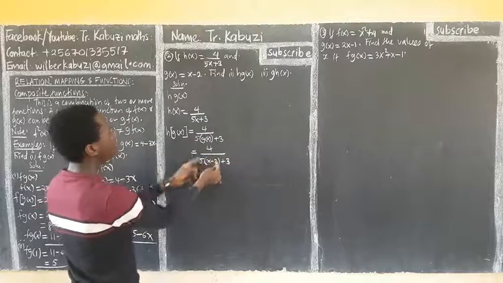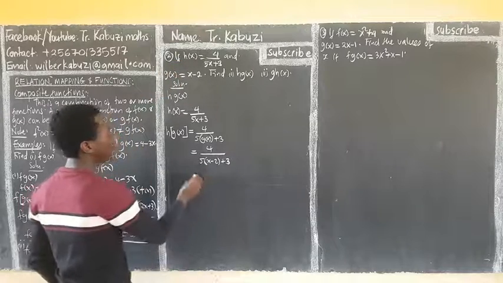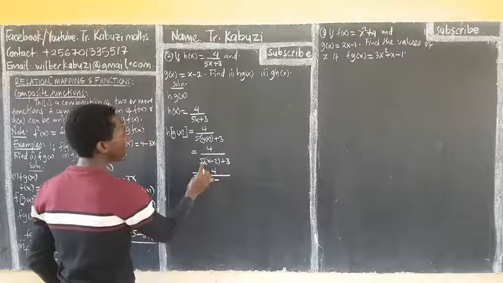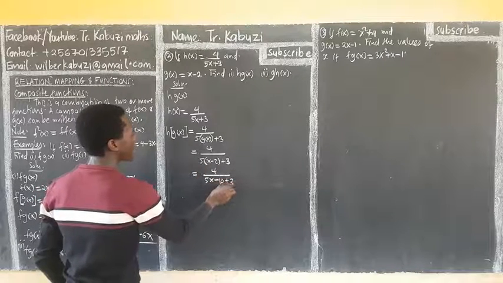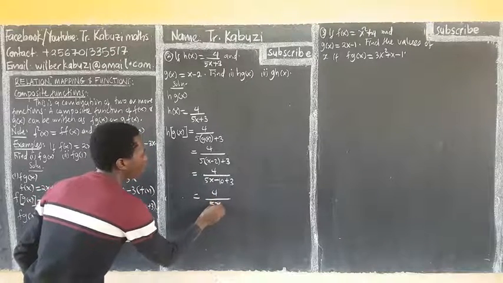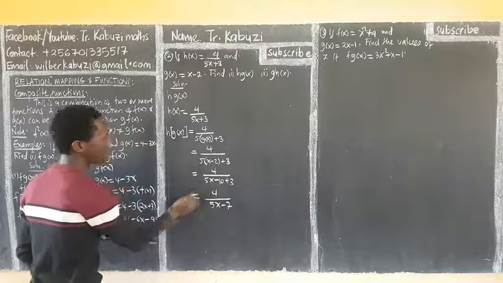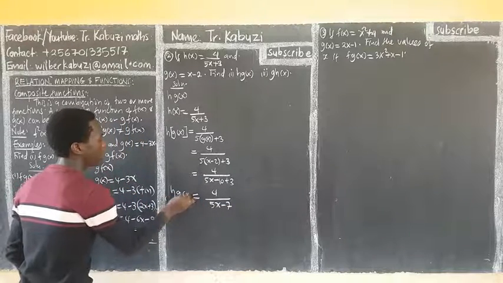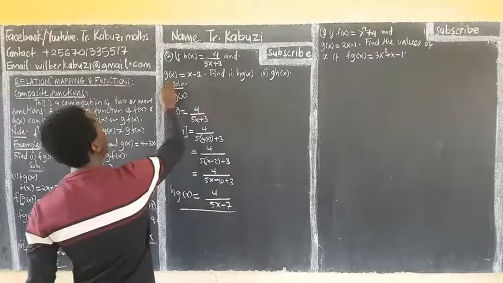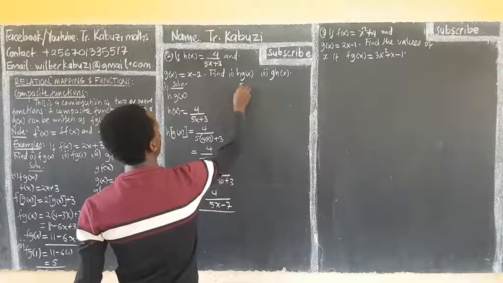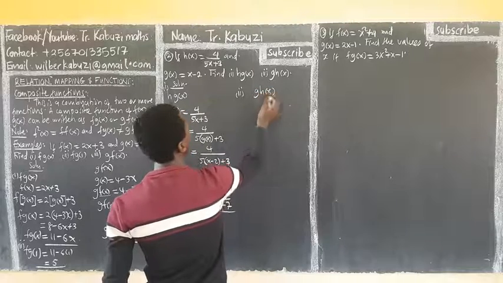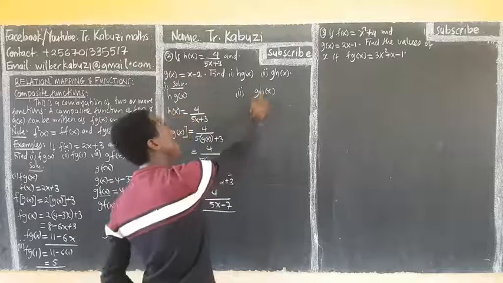So where there is this, I put it because it's there from the question. If we expand, we have 4 over, this will be 5x, this and this is negative 10, plus 3. And this will be 4 over 5x minus 7. So this becomes our h g of x. When I come to Roman numeral 2, this was Roman numeral 1. Roman numeral 2, now for it, they are telling me they want g h of x. This means they are substituting h in g.